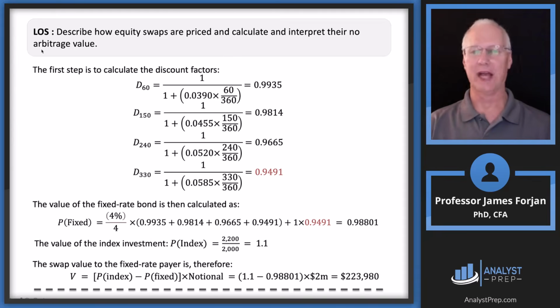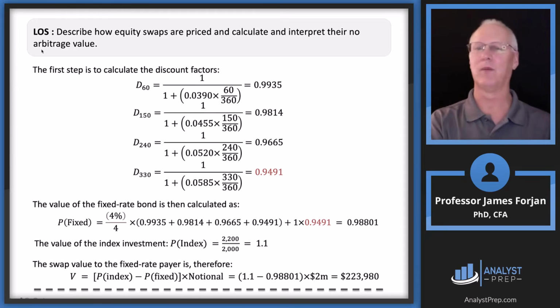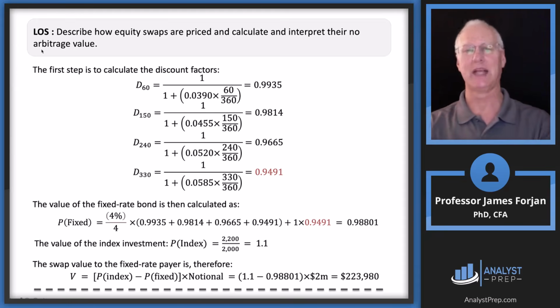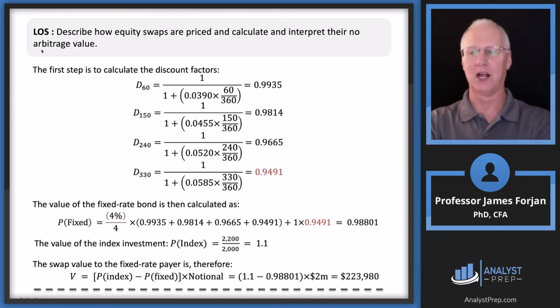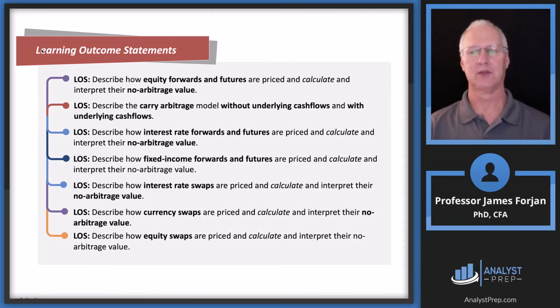The value of the index, well, there we knew it went up 10%, so there's the 1.1. And so to get the value to the fixed rate payer, all we're going to do is take the 1.1 minus the 0.98801. Don't forget to multiply it by that 2 million notional, and there you go. You get 223,980.